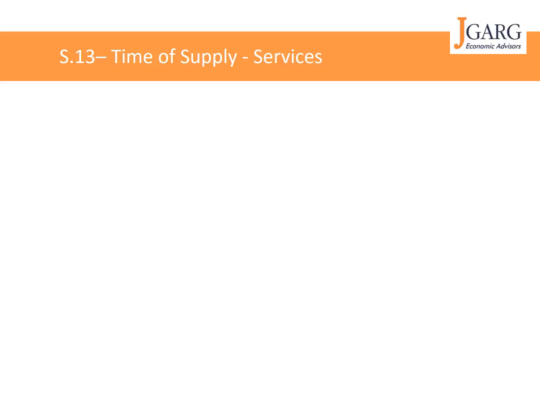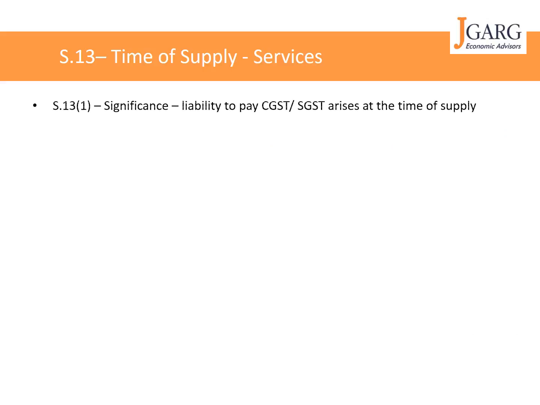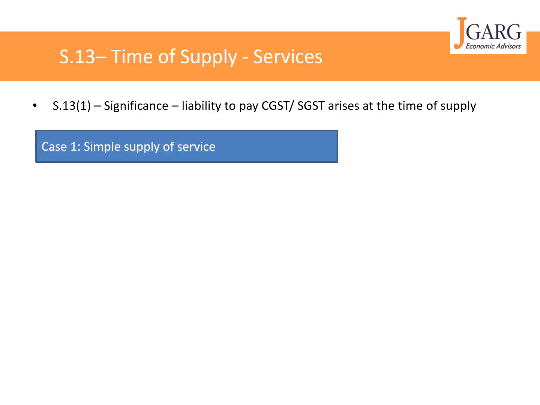Section 13 deals with time of supply of the model GST law. Section 13 subsection 1 says, significance: liability to pay CGST, SGST arises at the time of supply. So we have divided the presentation into various cases and we are going to discuss each case, and under each case what would be the time of supply.